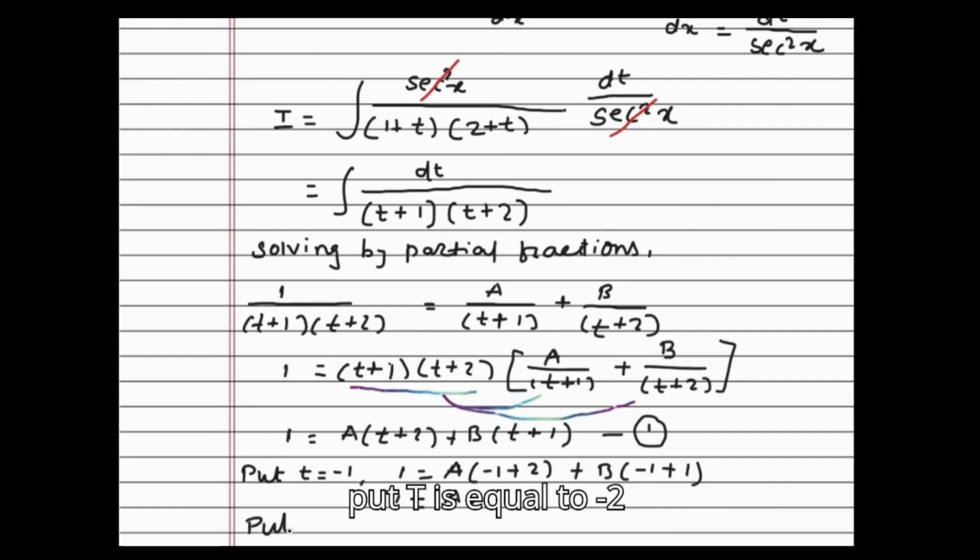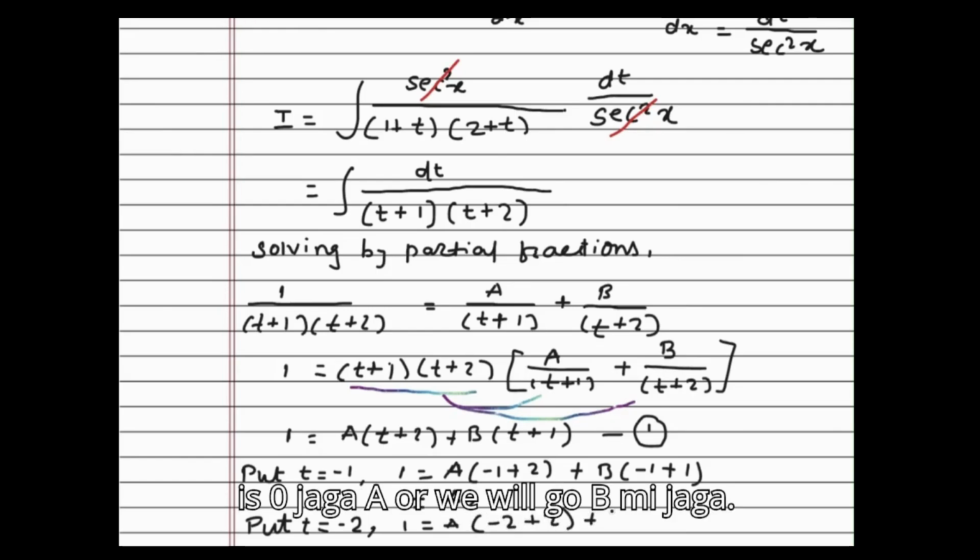Next time we put t is equal to minus 2 so that we could obtain the value of b. Let us put minus 2 in place of t. So 1 is equal to a into bracket minus 2 plus 2, this will become 0, and we will get b. With b, we have minus 2 plus 1.